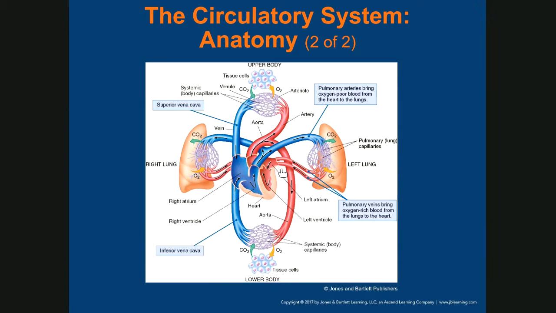Now, the wall that separates the right side of the heart from the left side is referred to as the septum of the heart. Any questions at this time?